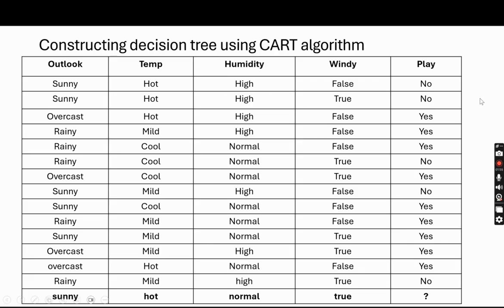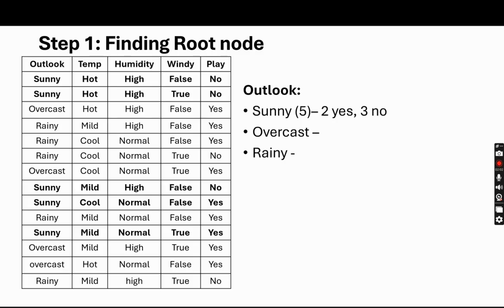For this data set, we are going to construct a decision tree, and the first step in constructing a decision tree is finding the root node. To find the root node, we have to find the error value for each of the attributes present in the given data set. To find the error, we have to follow some logic, so I'm going to explain the logic here.